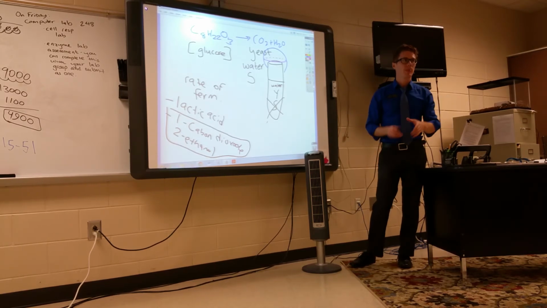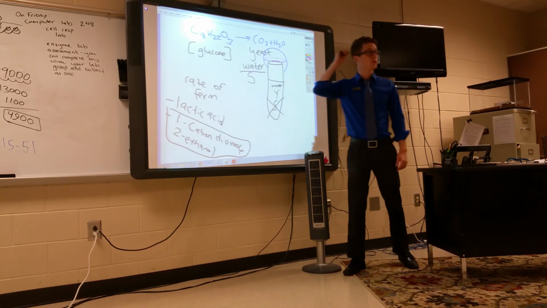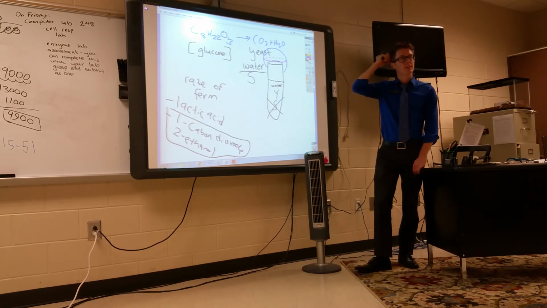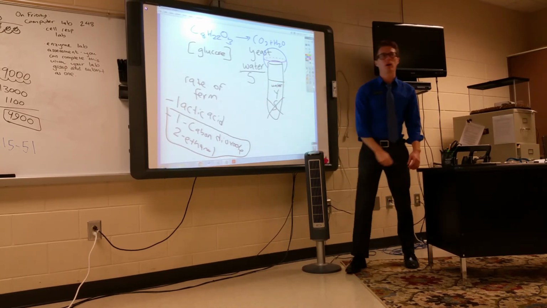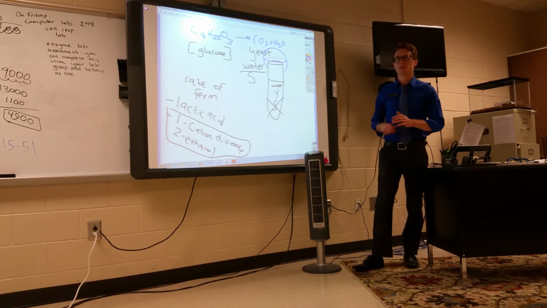Could you do it with a different solvent other than water? You could, but probably, if anything, you would have to do it with some sort of polar solvent, because you want these sugars to dissolve. And then you would have to find a polar solvent that also doesn't kill the cell. I don't know what solvent you would use.